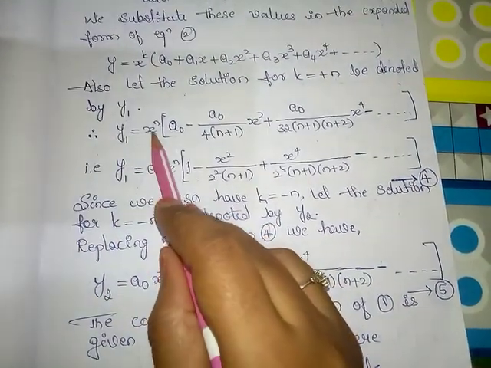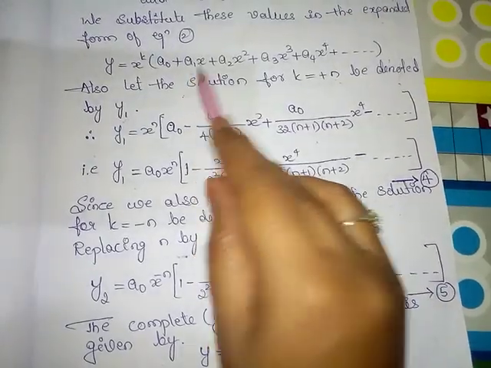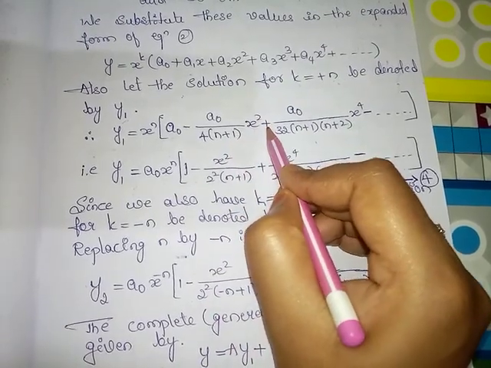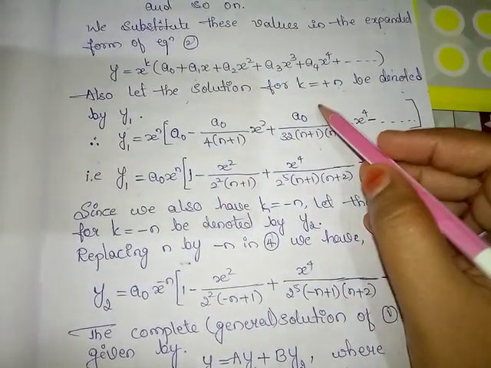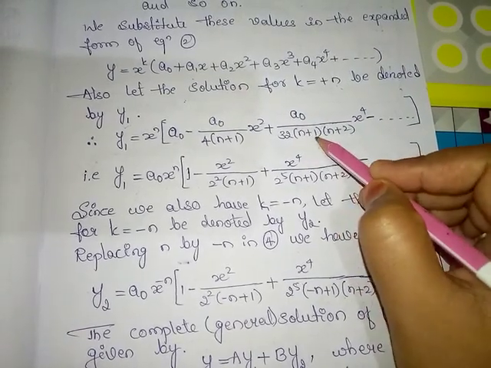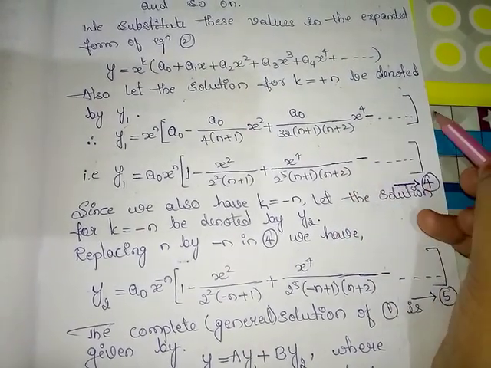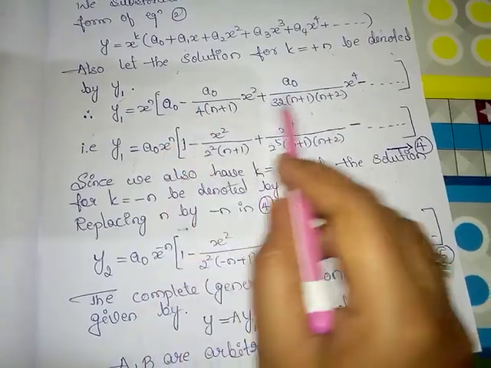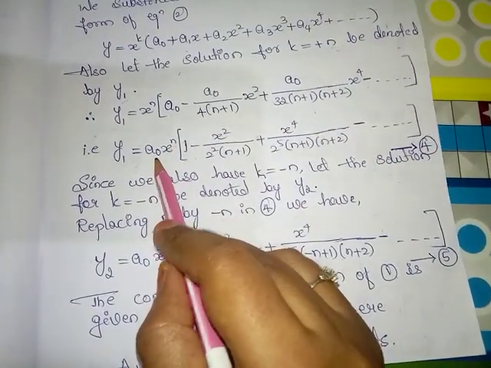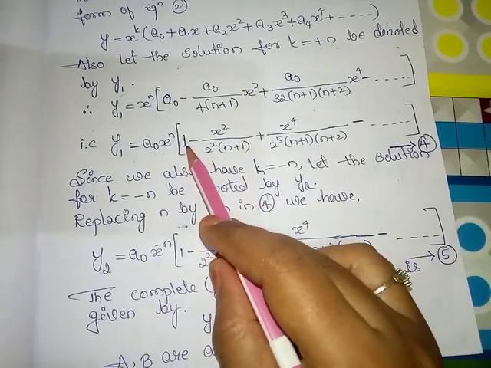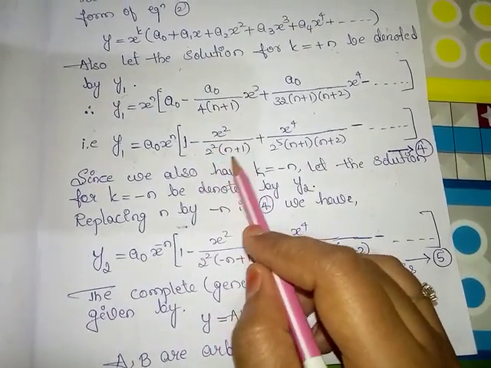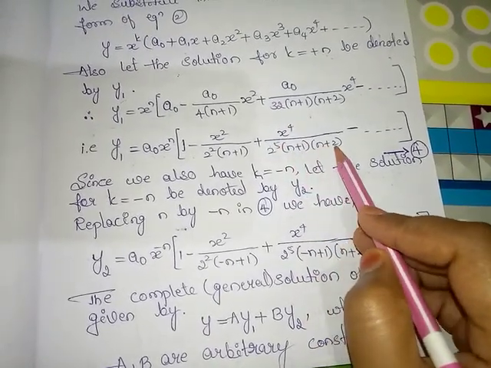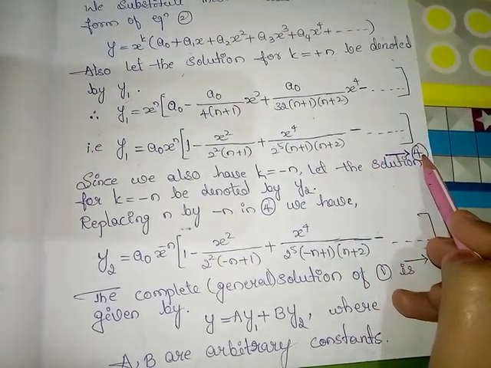Therefore y1 is equal to x raised to n [a0 + a1 (which is 0) + a2 which is −a0 divided by 4 into (n + 1) into x², plus again a3 is 0. Next is a0 divided by 32 into (n + 1) into (n + 2) x raised to 4, minus and so on]. Then y1 is equal to a0. In all these terms I will take a0 as common. We get a0 into x raised to n into [1 − x² divided by 2² into (n + 1) + x⁴ divided by 32, which can be written as 2⁵ into (n + 1)(n + 2), minus and so on]. Name this as equation 4.